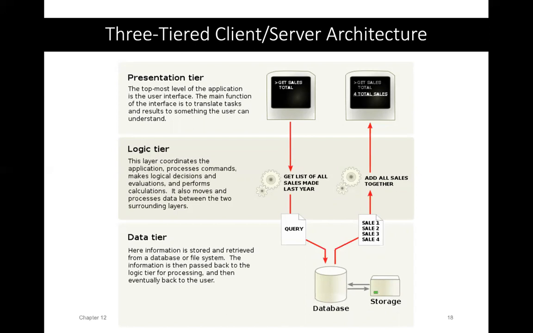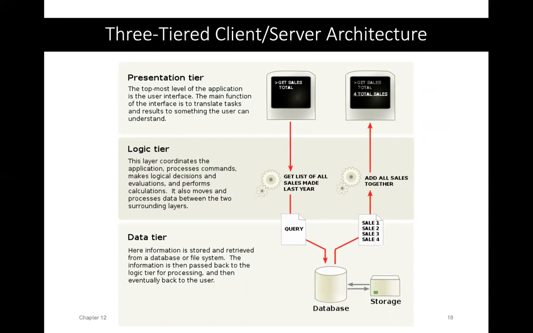The top tier, the presentation tier, is the topmost level of the application, which is the user interface. Then we have the logical tier, which coordinates the application, the commands, makes the logical decisions and evaluations, and performs calculations. It kind of joins our presentation tier to our data tier. Here, information is stored and retrieved from a database or file system. The information is then passed back to the logical tier for processing, and then back to the user.